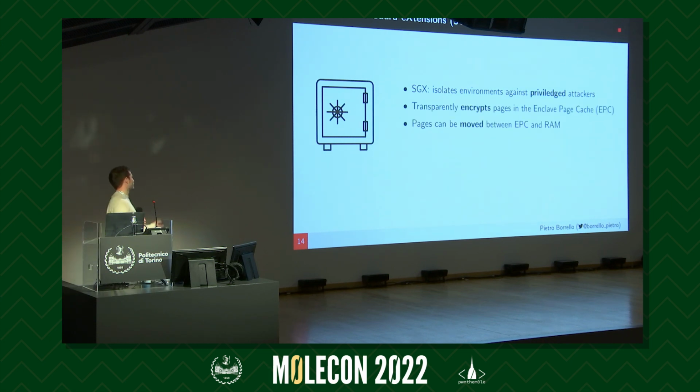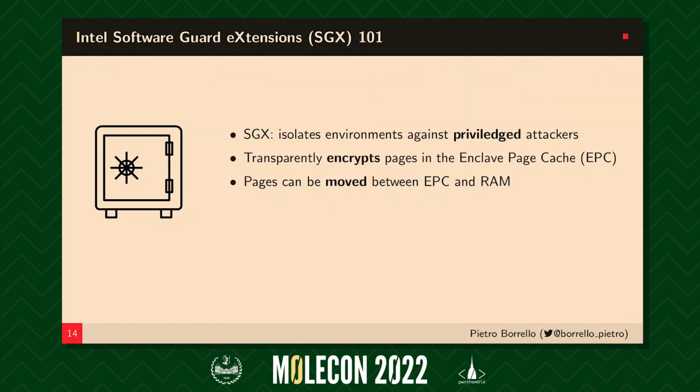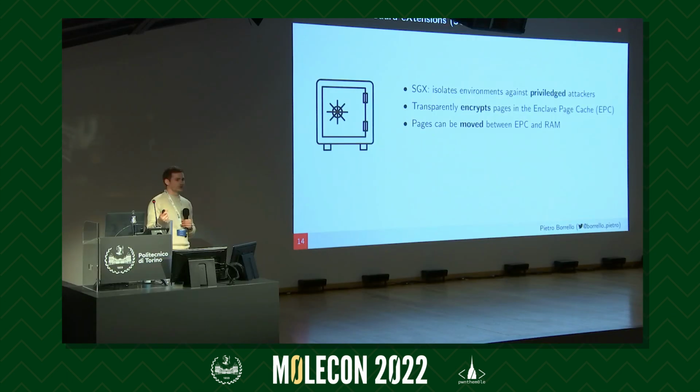It transparently encrypts the pages that should be protected. It reserves a region in the physical memory called EPC, the enclave page cache. Those memory regions are transparently encrypted, meaning that if you read them outside of an enclave, you will read garbage data, while if you read them inside an enclave, you will read actual data. These pages can be moved between the enclave page cache and RAM by particular instructions.